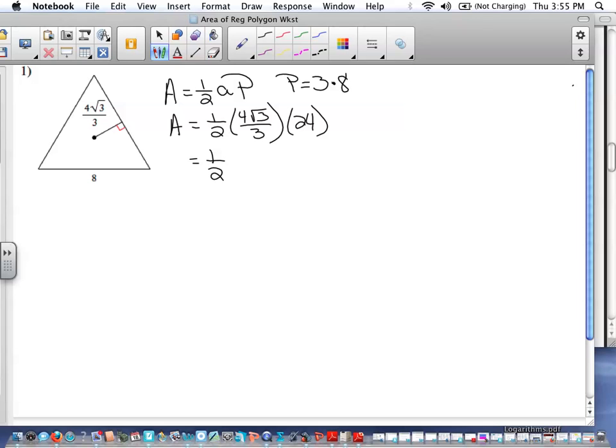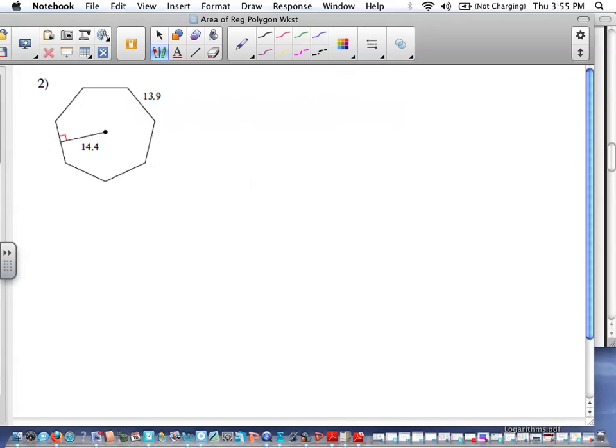And that's 2.3. So 2.3 times 24. And you will get that it is approximately 27.6 units squared. Remember, you don't have to use simplest radical form on this test.